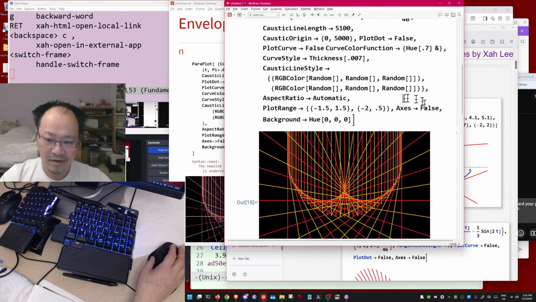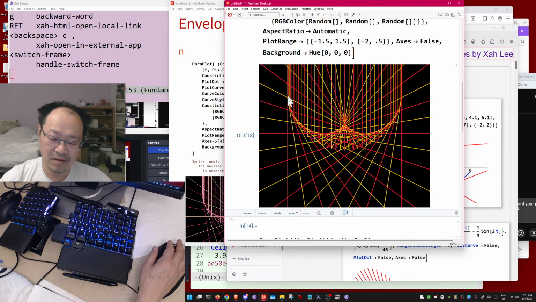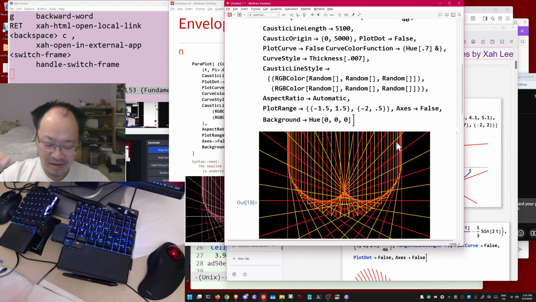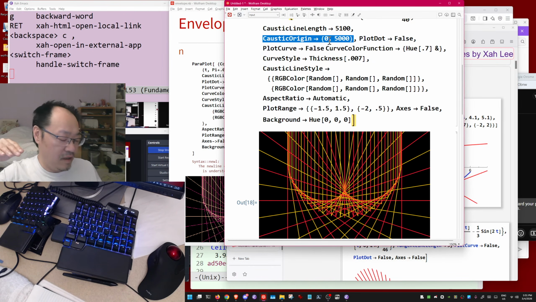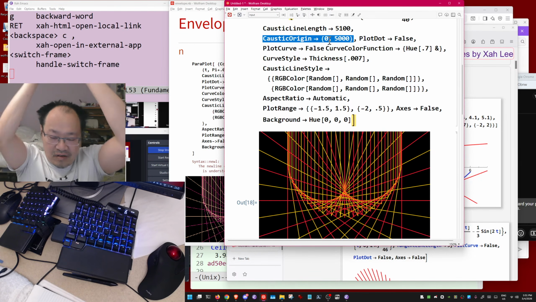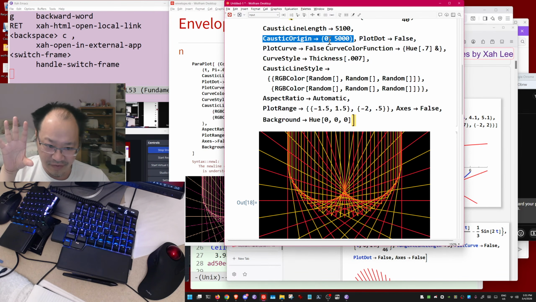Shift enter. Fantastic and beautiful. That's what you see. That curve is this one. And what are the lines? The lines are light rays, okay? Think of them as light rays. So we got that, which is called caustics. So we got this caustic origin from 0, x coordinate is 0, and y coordinate is 5,000. Basically, it's a vertical line. The light source is very high above these graphics.